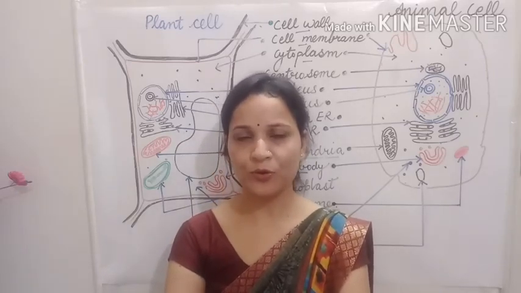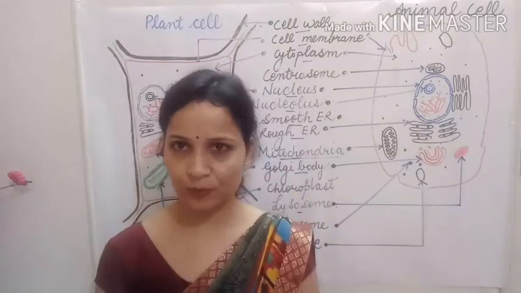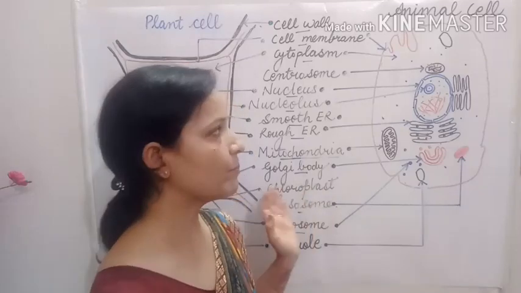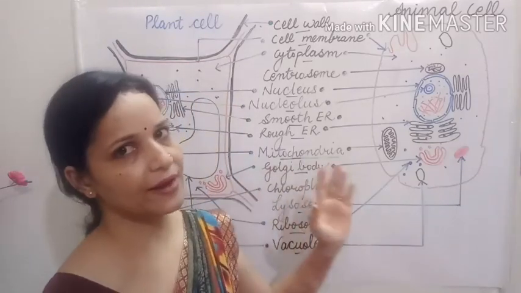So I hope you understood this chapter. I explained you parts of the cell. Along with this, I explained the basic difference between plant cell and animal cell.